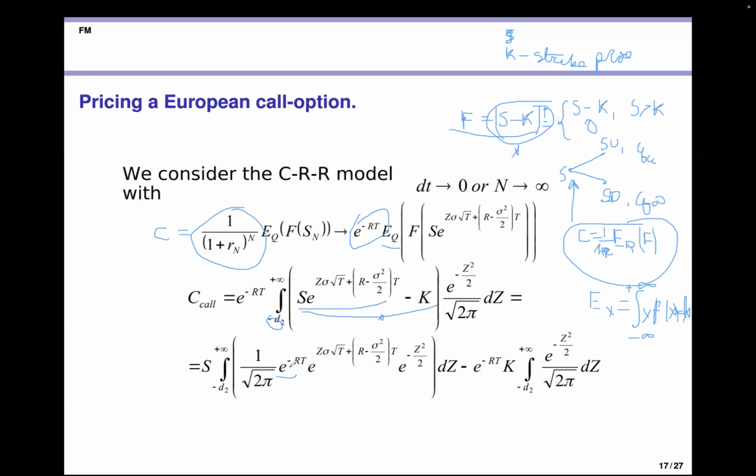Yes, so we have e to the power multiplied by e to the power multiplied by e to the power, so we can write this like e to the power, and all this is a sum: minus rt plus z sigma square root of t plus rt and minus sigma squared multiplied by t divided by 2 and minus z squared divided by 2.